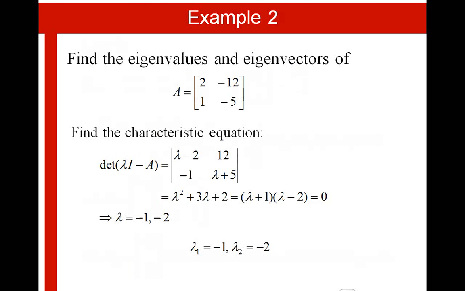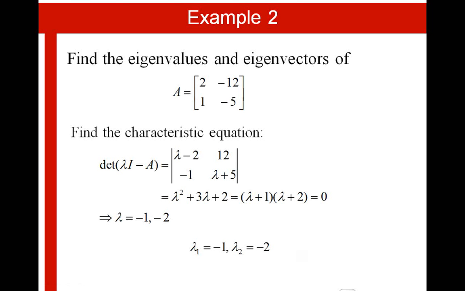Let's look at another example, example 2. Find the eigenvalues and eigenvectors of the 2 by 2 matrix here, A equal to 2 minus 12, 1 minus 5. First we have to find the characteristic equation as we've done before. We need to find the determinant of lambda I minus A, and this is it here. If we find the determinant of this 2 by 2 matrix, we have AD minus BC. Therefore it becomes lambda plus 1 times lambda plus 2 equal to 0. So the solution to this characteristic equation is lambda equal to minus 1 and minus 2, so that lambda 1 is equal to minus 1 and lambda 2 is equal to minus 2.